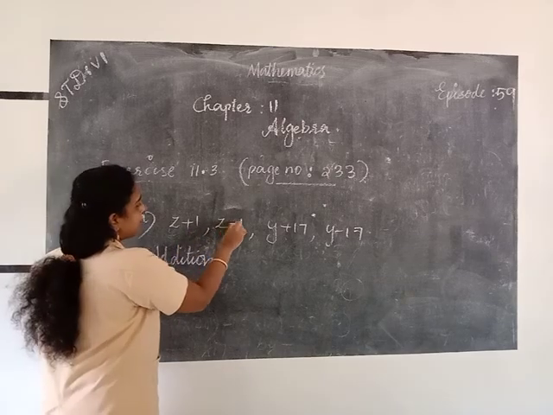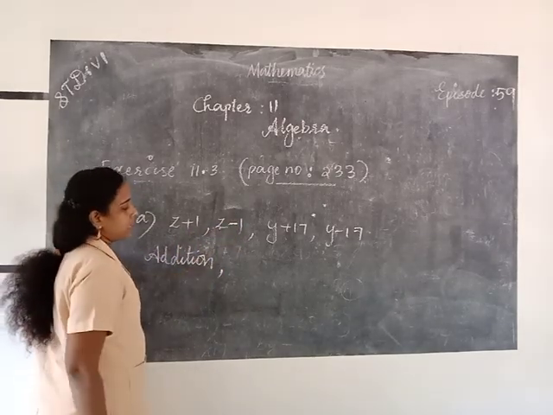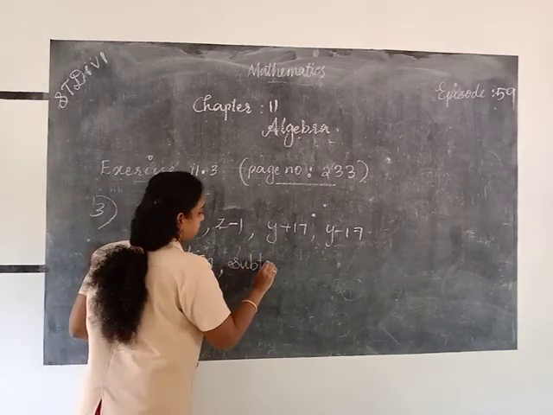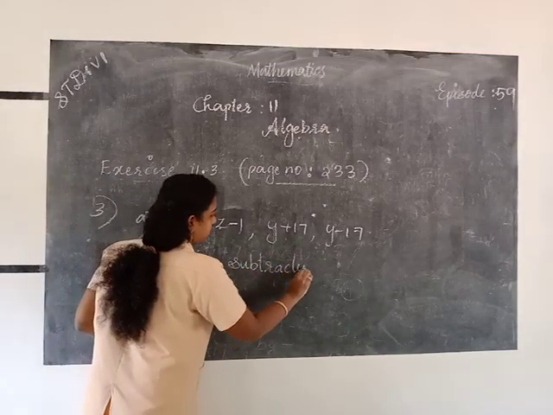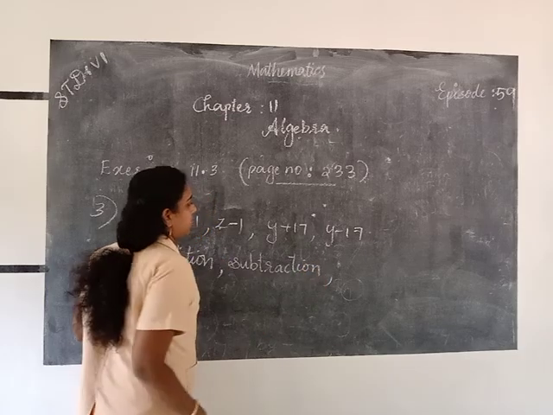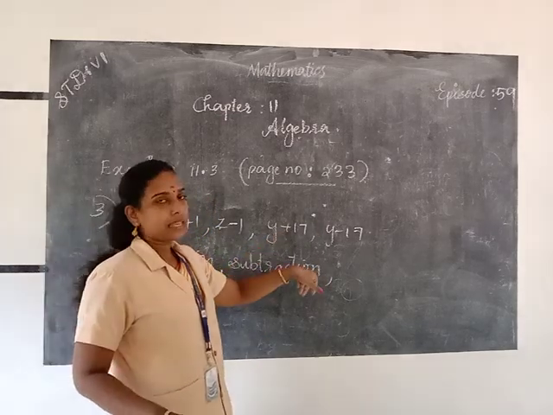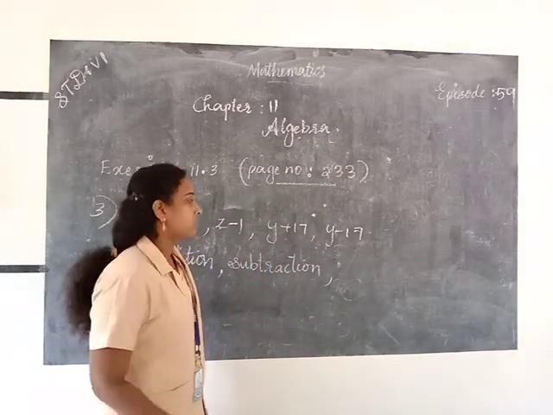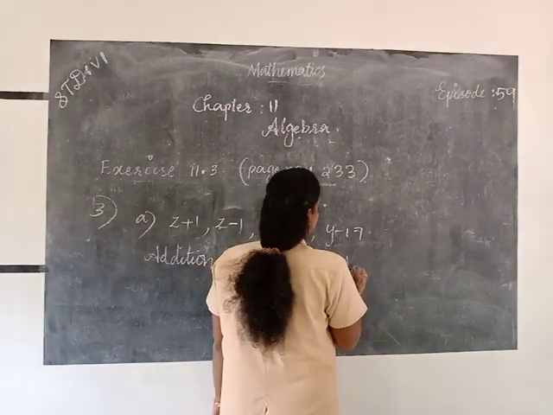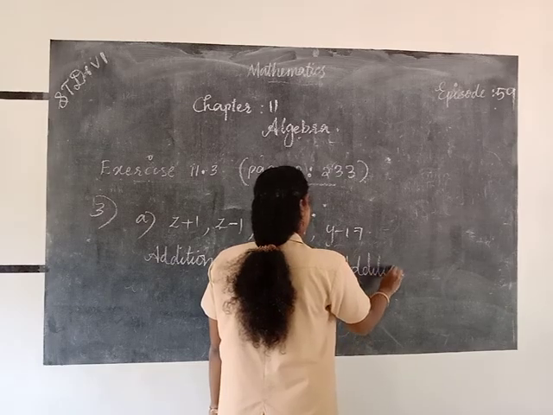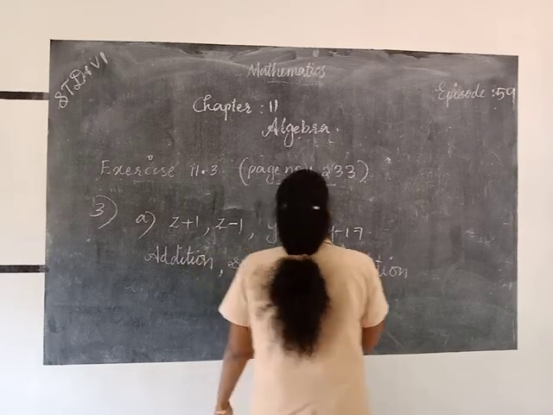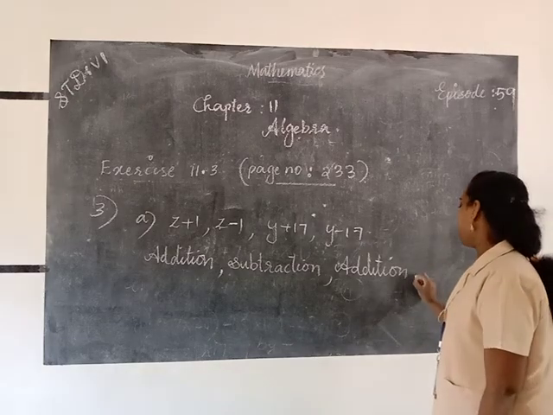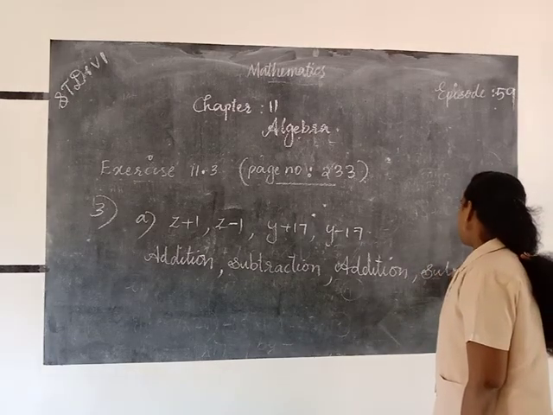And here z minus 1. One is subtracted from z. So the operation is subtraction. And here y plus 17. So 17 is added to y. So the operation is addition. And the last one y minus 17. 17 is subtracted from y. That is the operation is subtraction.